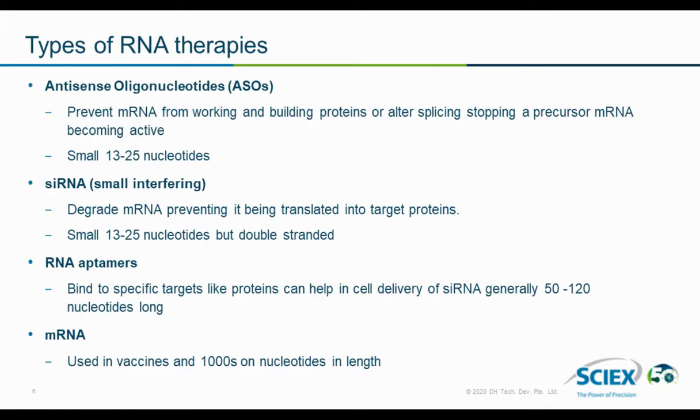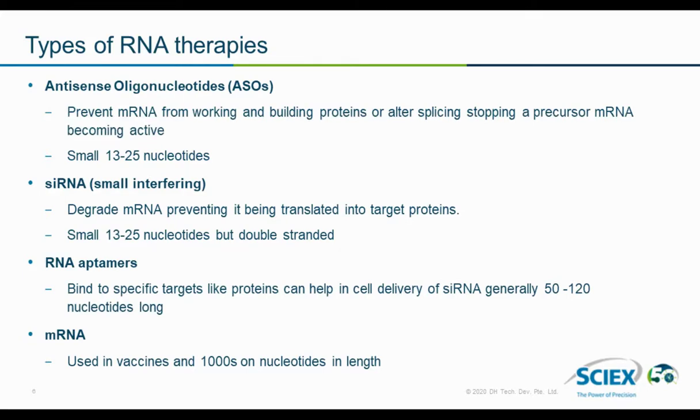Looking at the RNA therapies in more depth, one which is already released and FDA-approved these days is antisense oligonucleotides, or ASOs. These small strings of bases prevent mRNA from working and building proteins, or alter splicing, or stop a precursor mRNA from becoming active. They're typically small, ranging from 13 to 25 nucleotides. And because of their size, they can be assayed using techniques like LC-MS, and I'll discuss that technique in a minute.